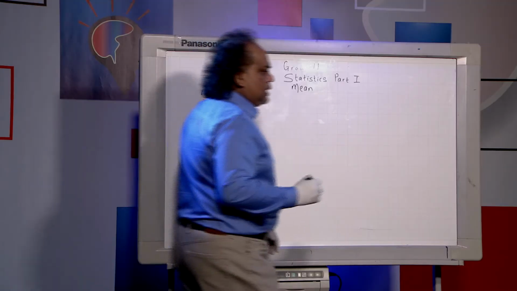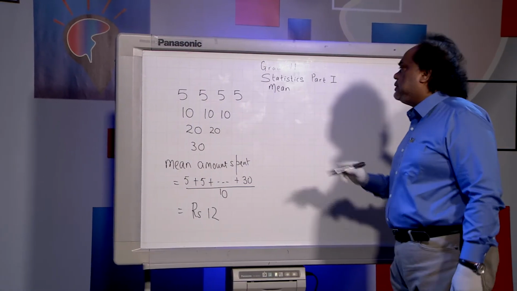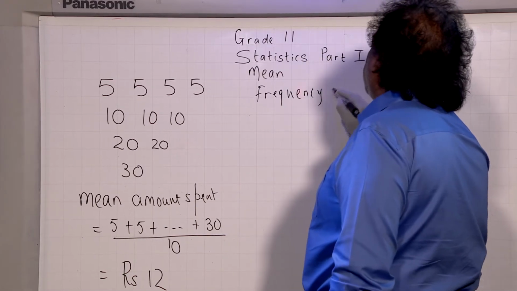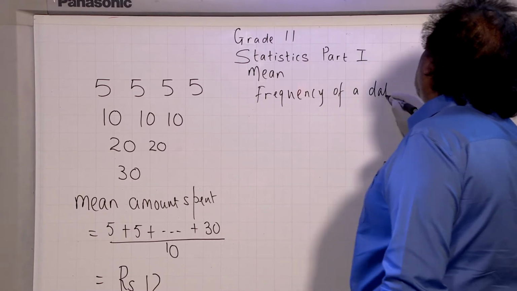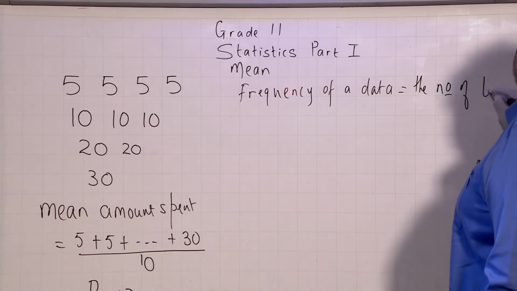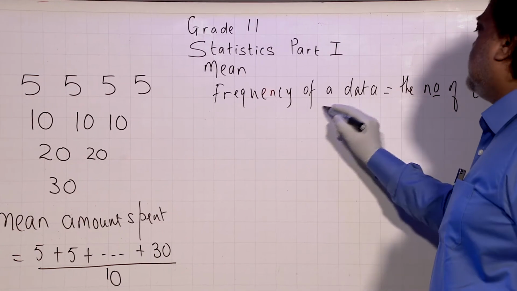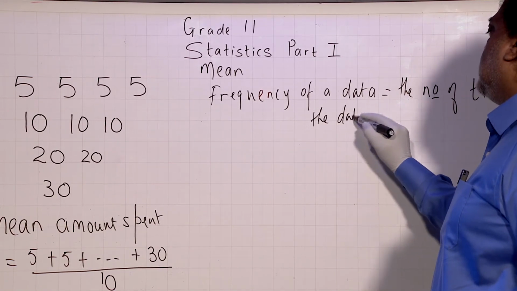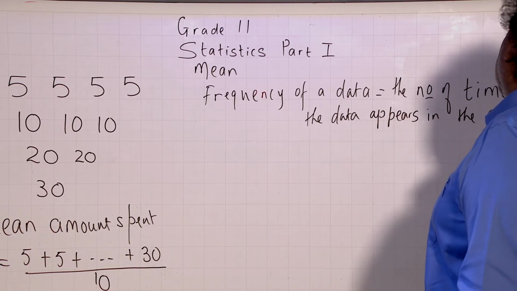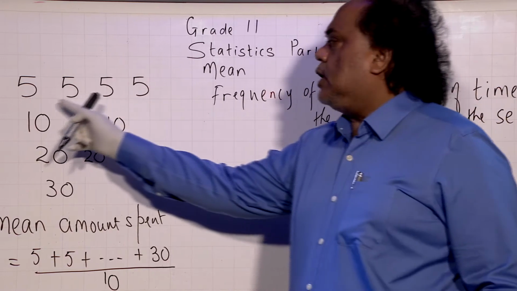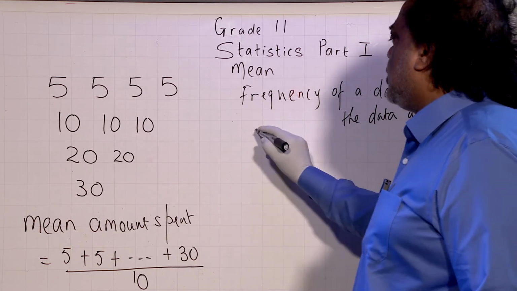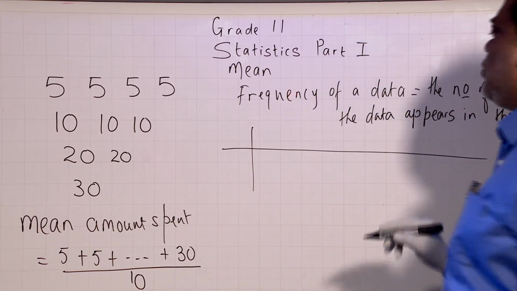Let's look at the same data presented in a frequency table. What's a frequency? Frequency of a data is the number of times the data appears in the set. For example, what is the frequency of the data 5? 4. So we are going to present the data in a frequency table.